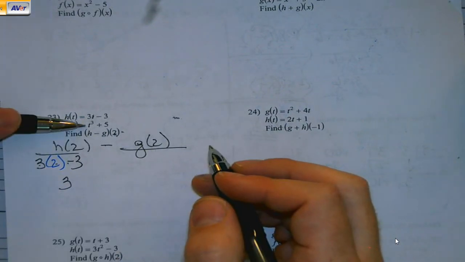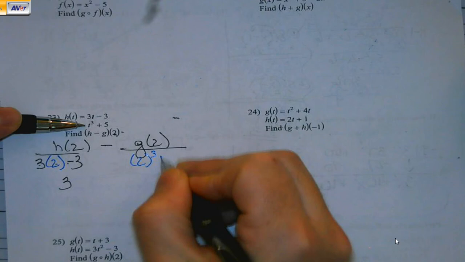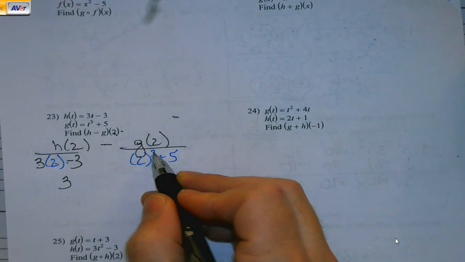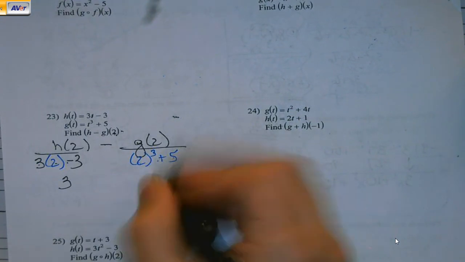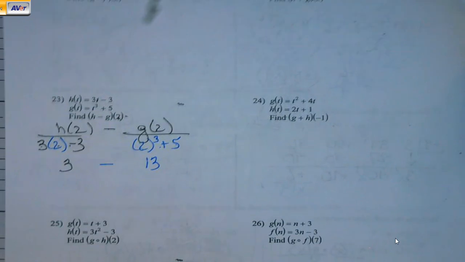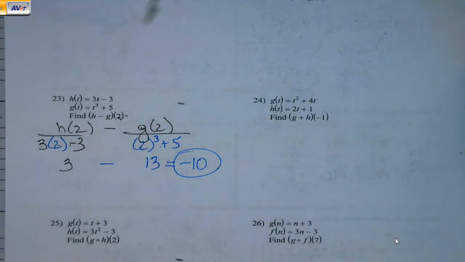Then I move over to g. Here's my g function. I'm going to replace the t with the value. T goes out, 2 goes in. 2 cubed is 8, plus 5 is 13. And now just do the math problem that's left. 3 minus 13 is negative 10. So when there's a number in the parentheses, I'm actually going to do the problem. I'm actually going to solve that.